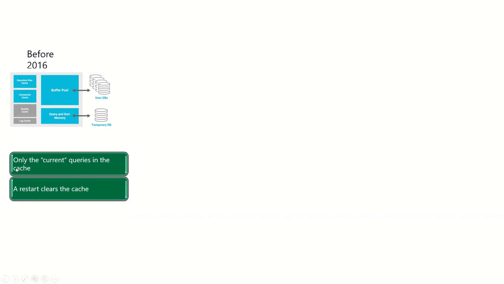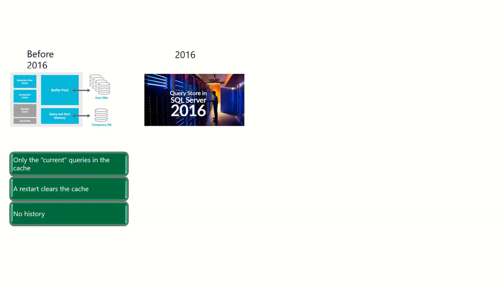And this kind of problem used to make it very difficult to analyze the history of the database. Everyone had to have their own method to keep a history about the database. Because what would happen if a user asks us, well, my query was working very well and suddenly it got slow? Well, we don't have a history about that unless we are collecting it somewhere else. So no history. That's what we had before 2016.